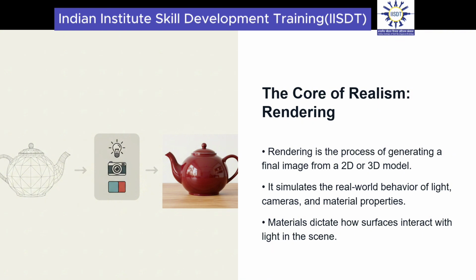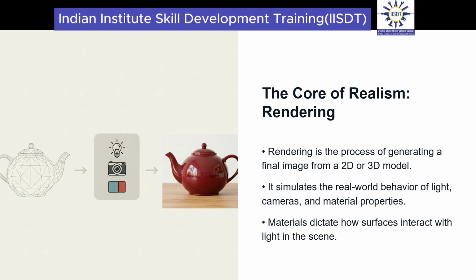The material assigned to an object is the rulebook that tells the light what to do when it hits that surface. Should it be absorbed? Should it reflect like a mirror? Should it scatter softly like it would on a piece of paper? Or should it pass through, bending as it goes, like with glass? The rendering engine simulates all these complex interactions for every pixel in the final image.